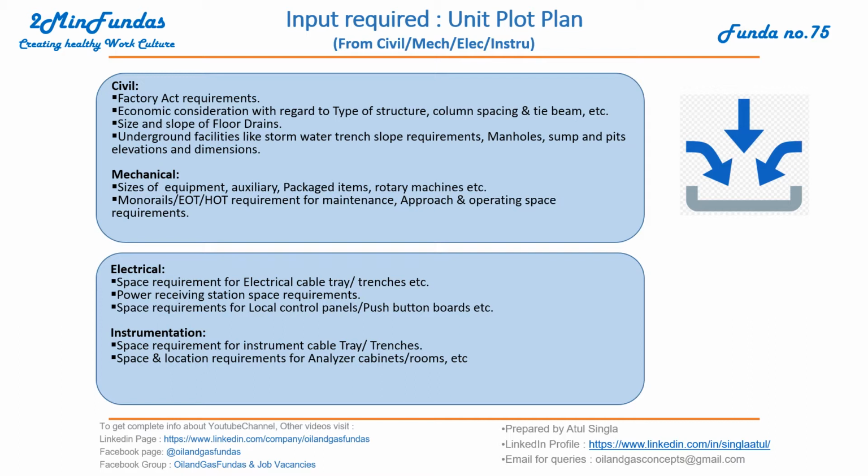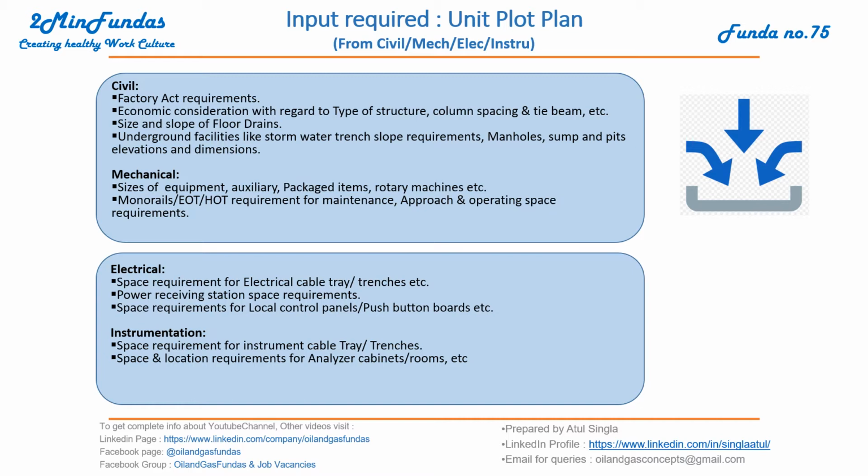Column spacing, column and beam spacing, we are looking from civil side. Then size and slope of floor drains, grading and grade elevations are this information we are looking from civil. Underground facilities like stormwater trench, slope requirements, manhole, sump, pits, elevation and dimension. All this information is raised by civil department and they share it with piping team. Then only they put this information into their plot plan.